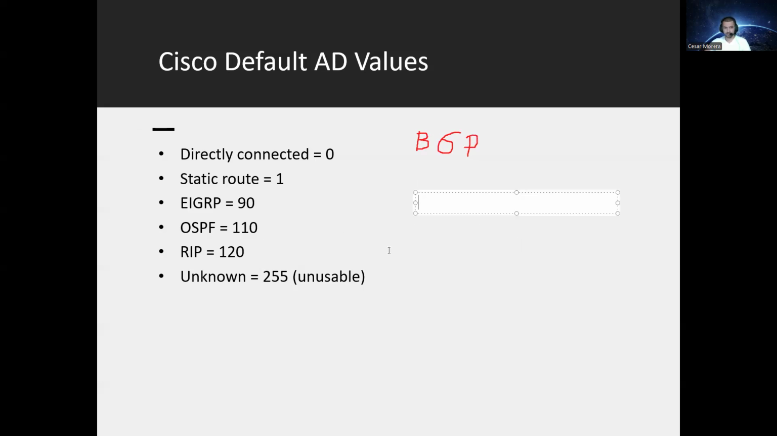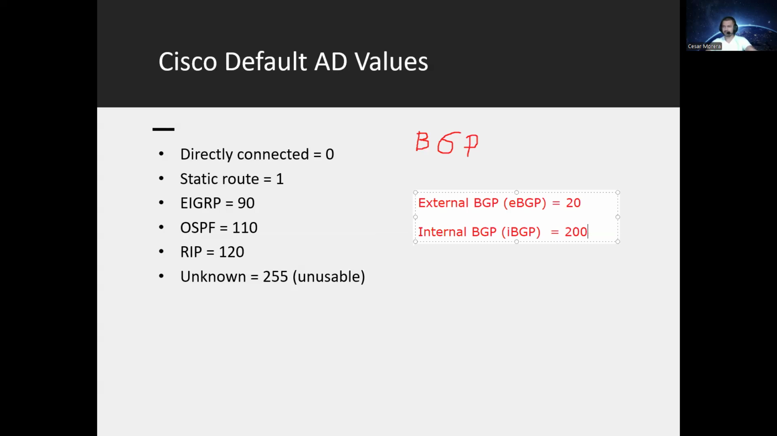Yes, the external BGP is known as eBGP. It has an administrative distance of 20. Now we have the internal BGP, which is iBGP, and it has an administrative distance of 200. Just for you to be aware of those.